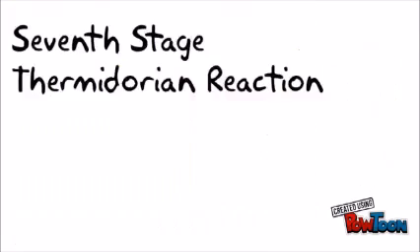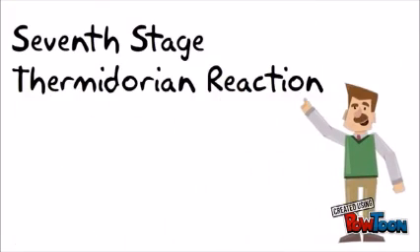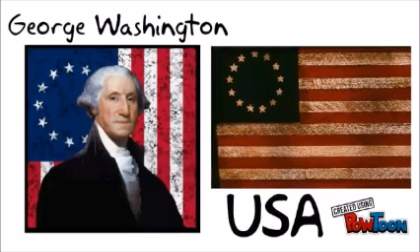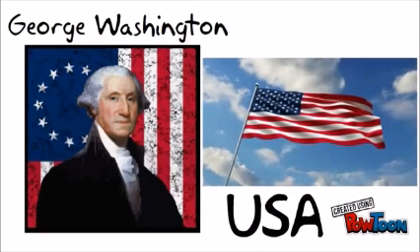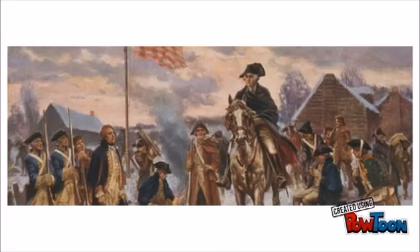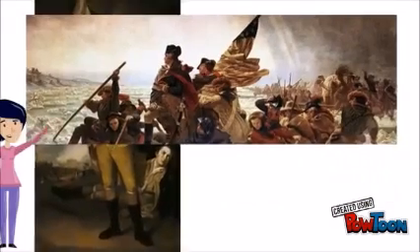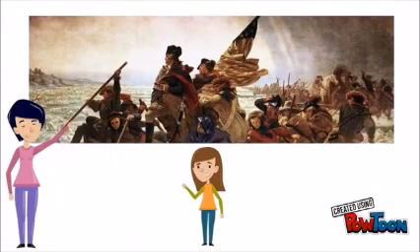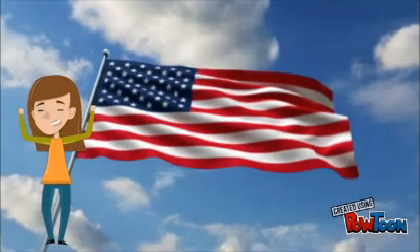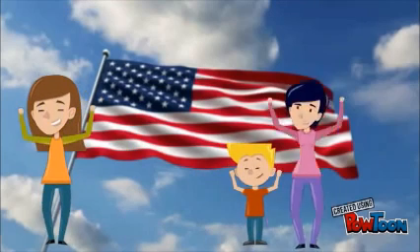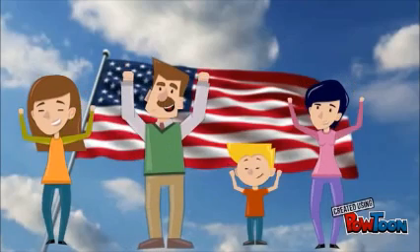Seventh stage, Thermidorian reaction. After all the chaos, George Washington, the leader of the Continental Army in the American Revolution, became the first president of the United States on February 4, 1789. He brought democracy and peace to the United States of America, and therefore he finally created a fair and peaceful country. And that, my friends, was the awesome story of the American Revolution.